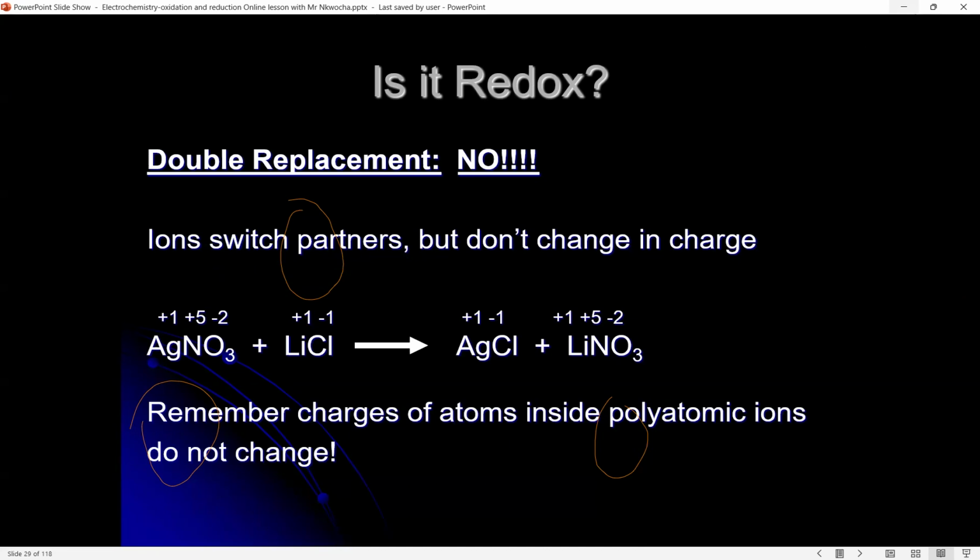The oxidation state of each element on the left-hand side is the same as the oxidation state of each element on the right-hand side. Automatically, let's see if it is true. Silver is +1 here, silver is +1. Chlorine is -1 here, chlorine is -1 here. Lithium is +1 here, lithium is +1 here. Nitrate is nitrate, so nitrogen here is 5, nitrogen here is 5. Oxygen here -2, oxygen -2. Automatically, you see, everything cancels out. The moment everything cancels out, there is no change in the oxidation state of anybody. It is not a redox reaction.